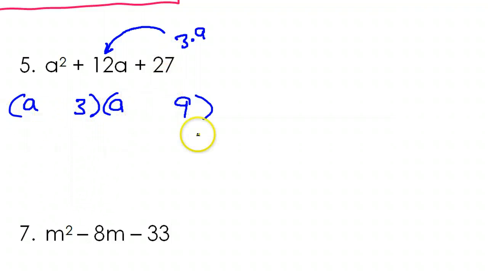Now remember, inner plus outer must equal middle. Inner, I have 3a. Outer, I have 9a. Is there any way that I can choose the signs so that I will get a positive 12a out of this? Well, yeah. If I do a positive 3 and a positive 9, 3 plus 9 is 12. So that would make this a positive 3 and this a positive 9. So this is the answer.